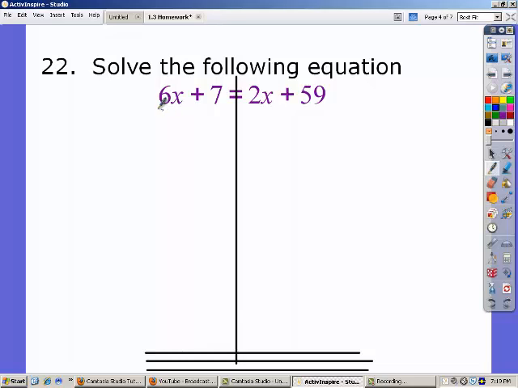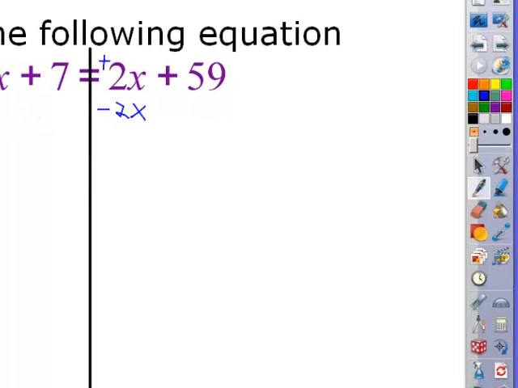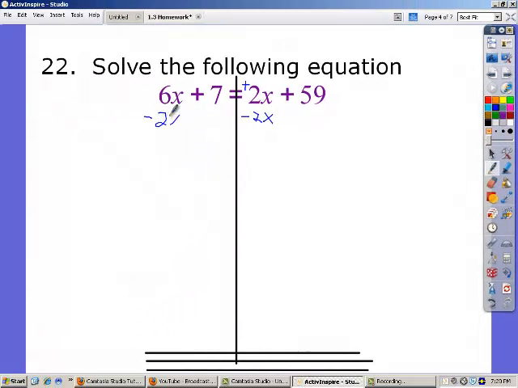So that means that we either have to move the 6x or we have to move the 2x. Now we generally try to move the smaller piece. So what's smaller, 6x's or 2x's? Right, 2x's. So what's the sign in front of the 2x here? Remember, if nothing's written, it's a plus. So what's the opposite of plus? Right, your minus. Okay, so now we need one of our equal bars.